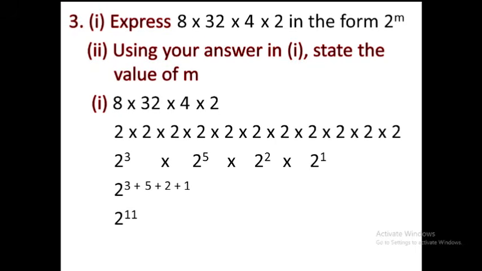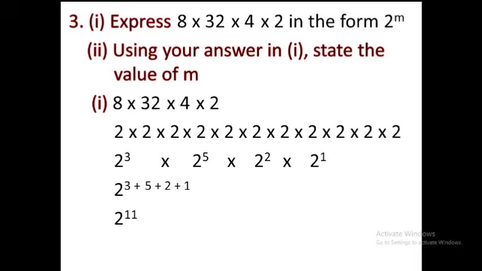Now we need not simplify 2 exponent 11 because it will help us in solving II. You get it? Look at II. It says using your answer in I, state the value of m. Look at the I. Can you see the I? Express 8 times 32 times 4 times 2 in the form of 2 exponent m. And now I can see 2 exponent 11.